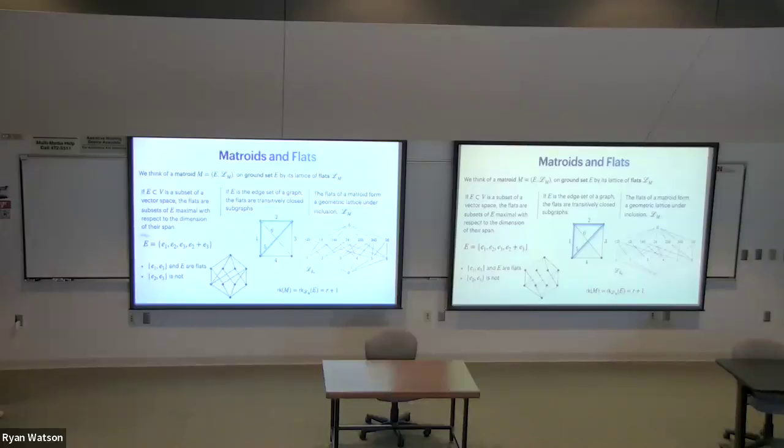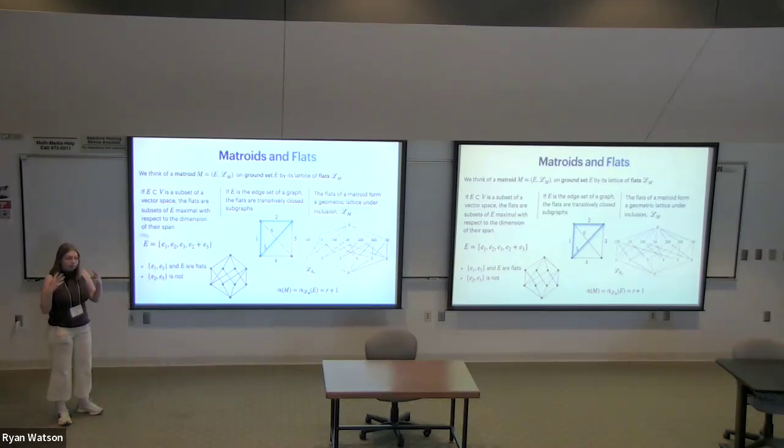If I organize my flats into a poset, with inclusion being the relation, I get a really nice poset. I get a lattice that we call the lattice of flats, which I'll denote with this calligraphic L. So this is the lattice of flats for this situation. This is the lattice of flats for this situation.